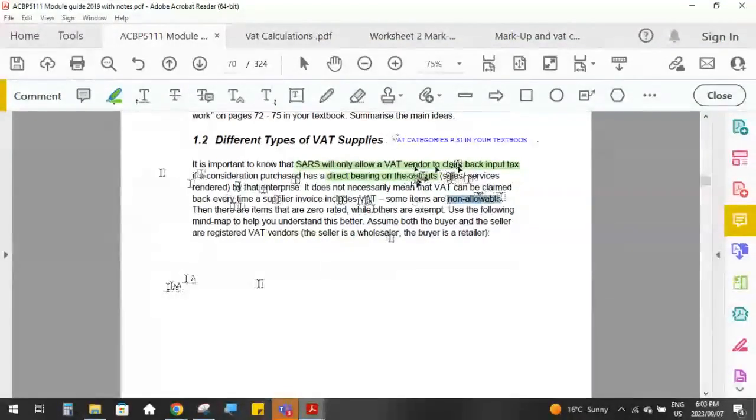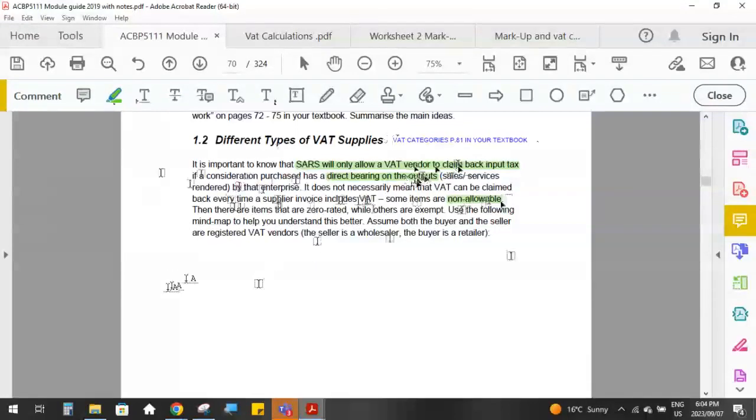So here are our 4 categories. Some items are going to be what we call non-allowable. And that just means, yes, VAT is included. There is input VAT on the invoice of the goods that you've purchased, but you are not allowed to claim the VAT back from SARS as input VAT. So what happens in that case is that the total amount of that invoice, including VAT, becomes the cost for the business. We don't split that into excluding and VAT separate. We just leave it together as one total.